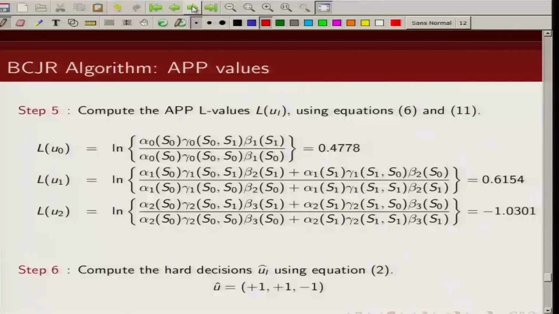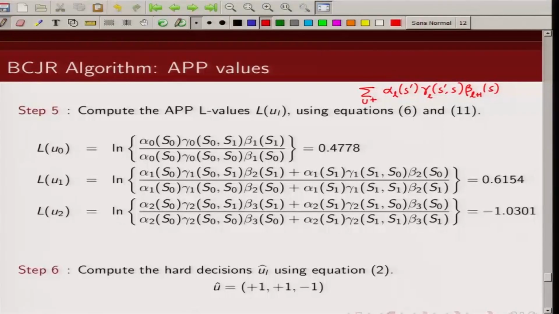If you recall, the APP value was a product of three terms: alpha, gamma, and beta. So, a product of these terms. And what was the term in the numerator? We were summing over all those transitions which belong to u being plus 1, and in the denominator we were summing over all those transitions belonging to u being minus 1.